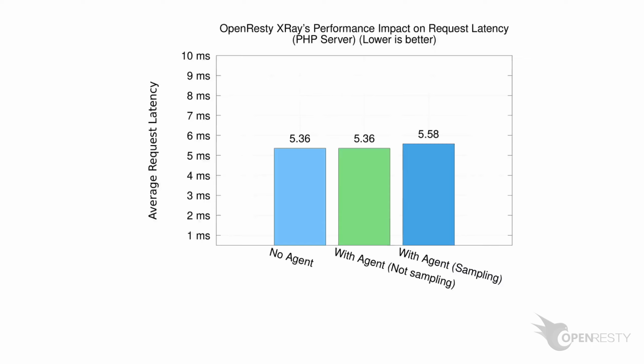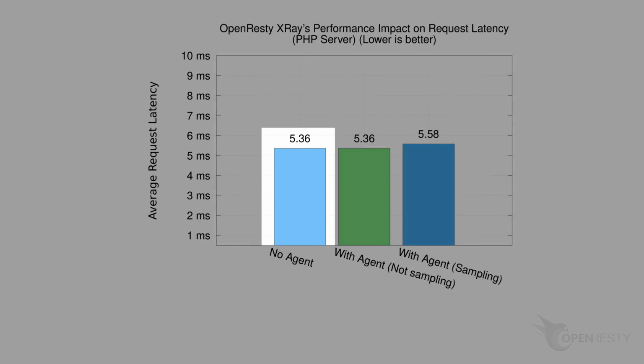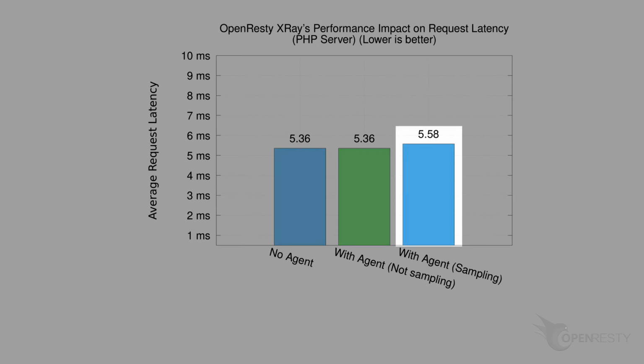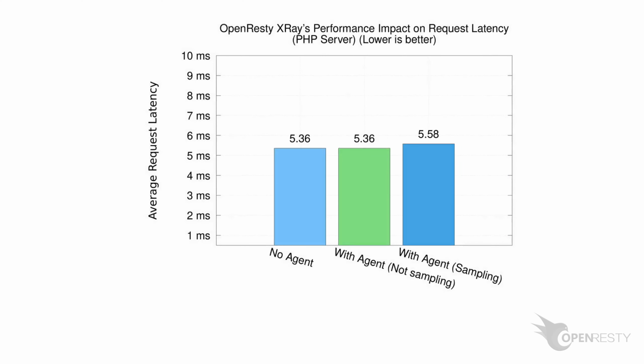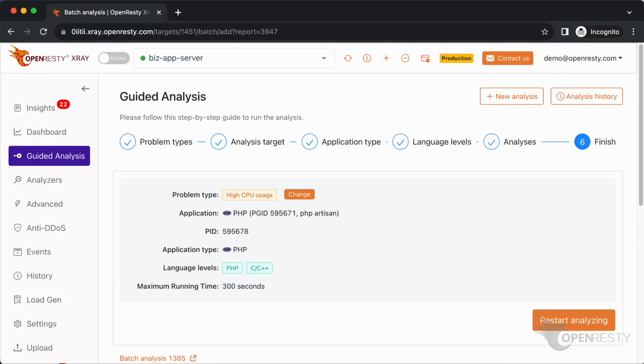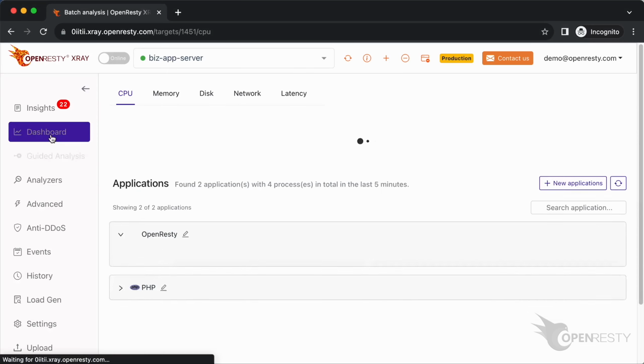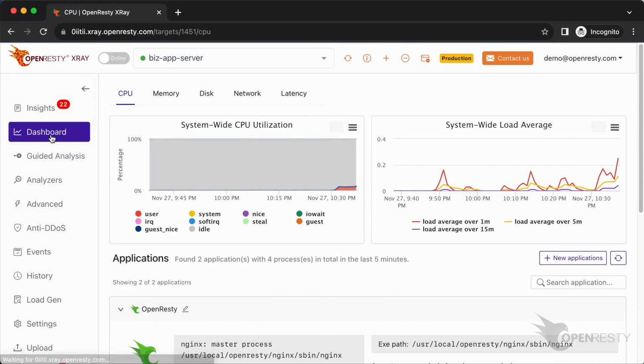Here is the benchmark showing the impact on request latency during the sampling process. And this is what we found in comparison. Without installing the OpenResty X-Ray agent, the average request latency is 5.36 milliseconds. When the agent is installed but the analyzers are not running, the average latency remains unchanged. When the analyzers are running, the latency becomes 5.58 milliseconds, an increase of only 0.22 milliseconds. It is evident that running the analyzers for performance analysis has a minimal impact on the latency of the target process. The overhead of automatic analysis in the Insights page and dashboard page is similarly small and tiny.